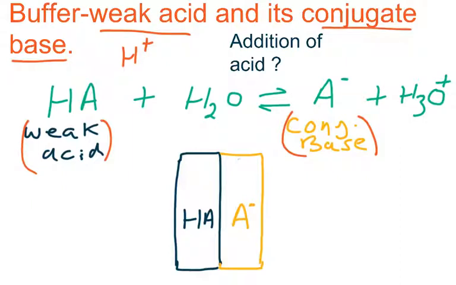Now, what happens, everyone, when we add more acid to this system that's at equilibrium? So we have HA plus water, H2O, in equilibrium with A minus and H3O plus.